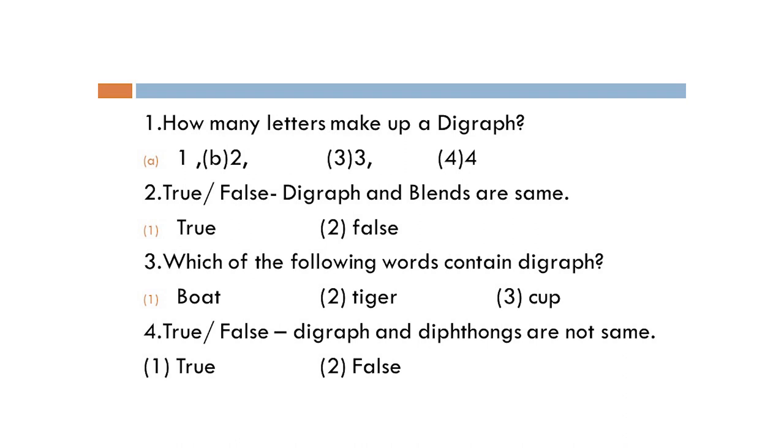Good. Now we can say either it is true or false. Digraphs and blends are the same? Is it true or false? False. Good. Because digraph is different and blends are different. A digraph is 2 letters giving one sound, whereas blends are 2 letters where the individual letters give their sounds. Right? Good. Which of the following words contain a digraph? Be clear. The words are boat, tiger, cup. Which is the answer? Yes, boat.